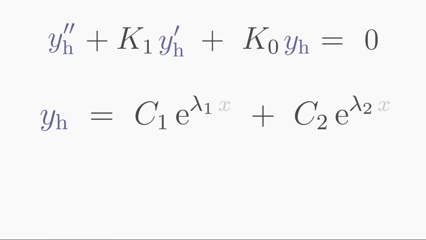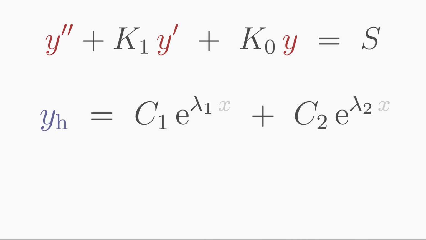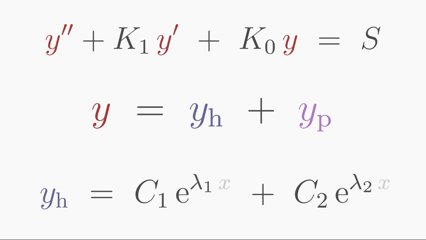If the differential equation to be solved is inhomogeneous, that is, the perturbation function is not zero, then we still have to add the particular solution, y_p, to the homogeneous one to find a general solution.